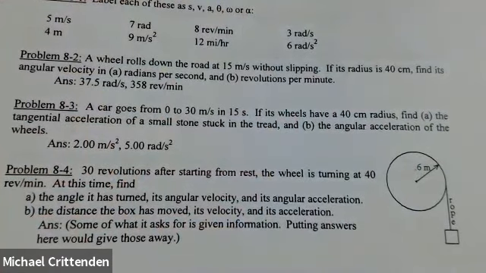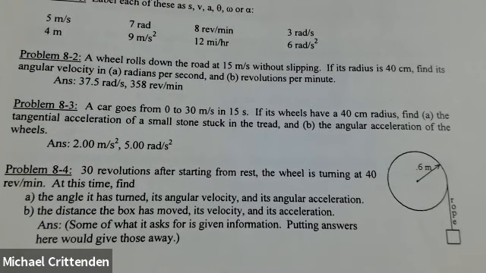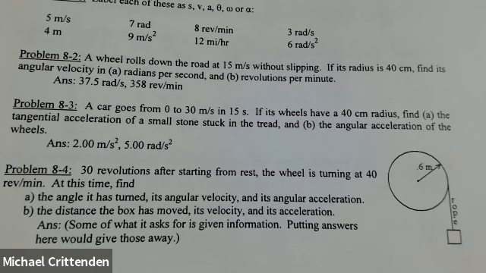Got it. Okay. So you've got a wheel rolling, you know, this could be a wheel on a car or a bicycle. It's going down the road at 15 meters per second without slipping. Now, like I said in the one about the belt drive that I did a couple of minutes ago, if there's no slippage, the speed of the belt is the same as the speed of a point on the edge of the wheel, which is what the V in the formula stands for.